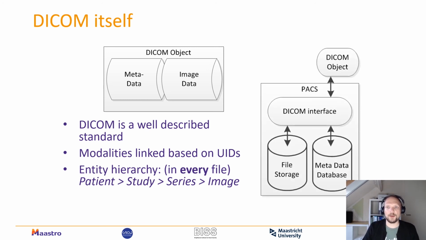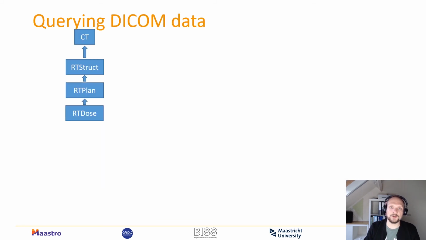This information can be stored in a PACS system, which is basically a DICOM interface to a file storage usually, and a database to store some parts of the metadata, which is in the DICOM objects itself. However, because the standard is already around from the 80s, there's still some legacy in how to use it. If we, for example, look at the radiotherapy perspective, we have a CT scan, we have an RT struct, which is the contouring or segmentation of individual organs on a CT scan. Based on that, a radiotherapy treatment plan is being made, and based on that, a radiotherapy dose is made.